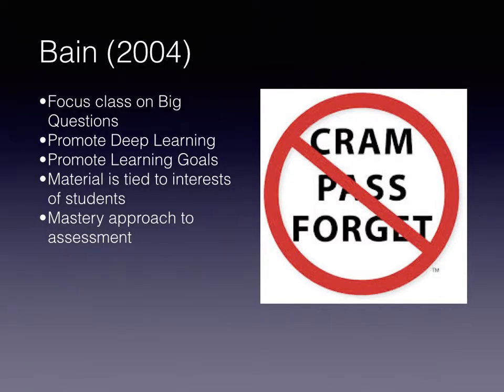All right, so some of my takeaways. This is from Bain, the Bain book, What the Best College Teachers Do. And as you can see, the first bullet point is focus your class on big questions, big ideas. That's why I'll have questions throughout our class. What are we trying to answer here? What are we trying to get to? What's the main point of this class? Again, our class's big question is how do we design our classes for optimal learning, motivation, and student engagement?